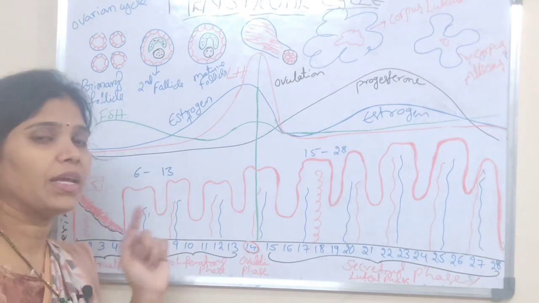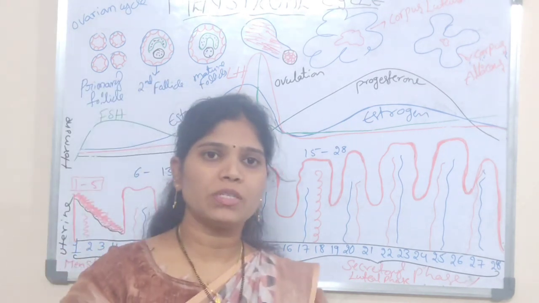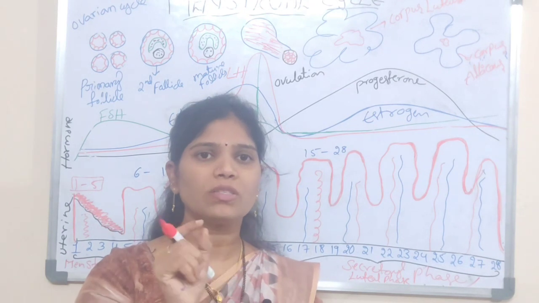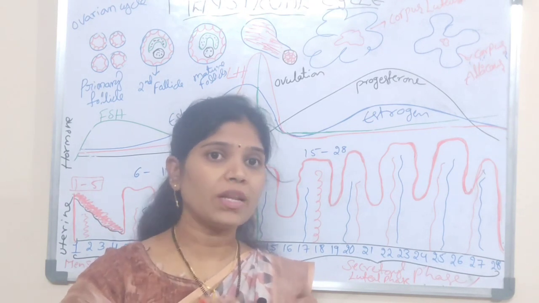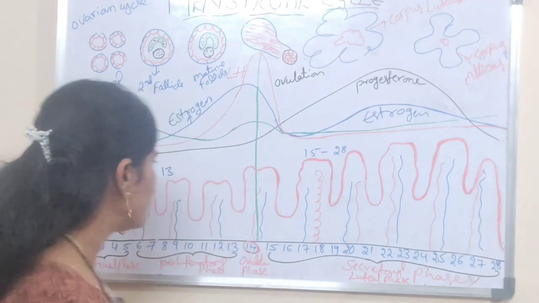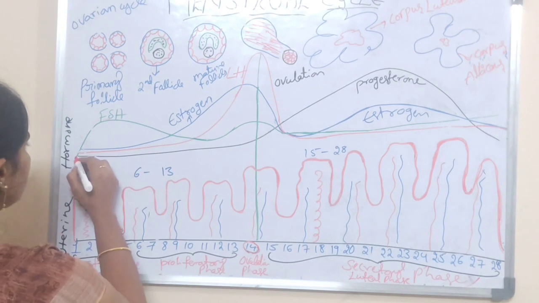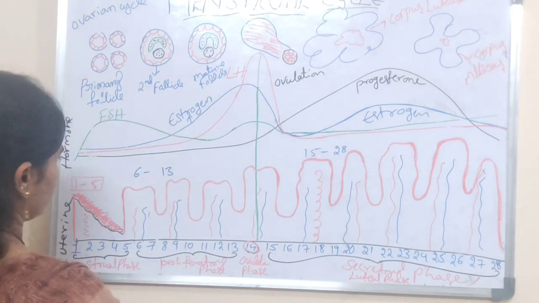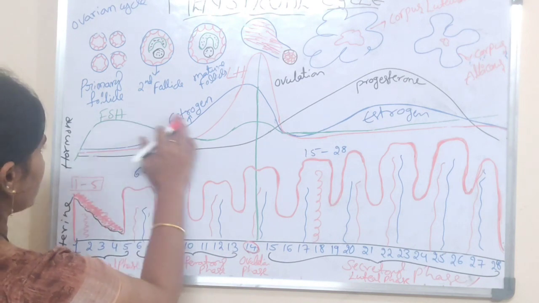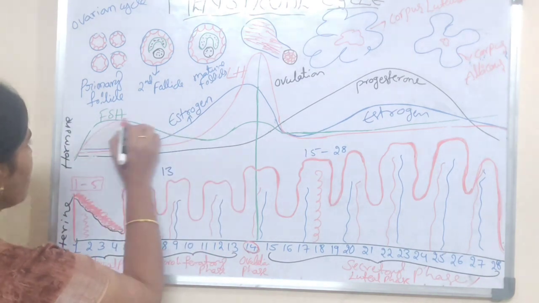How are they maturing? With the help of some hormones. What type of hormones is helping here? Follicle-stimulating hormone, the FSH hormone. Where is this hormone coming from? In this diagram I am showing it in green color. This is the high secretion of FSH hormone. Up to 13 days there is a high secretion of the FSH hormone.